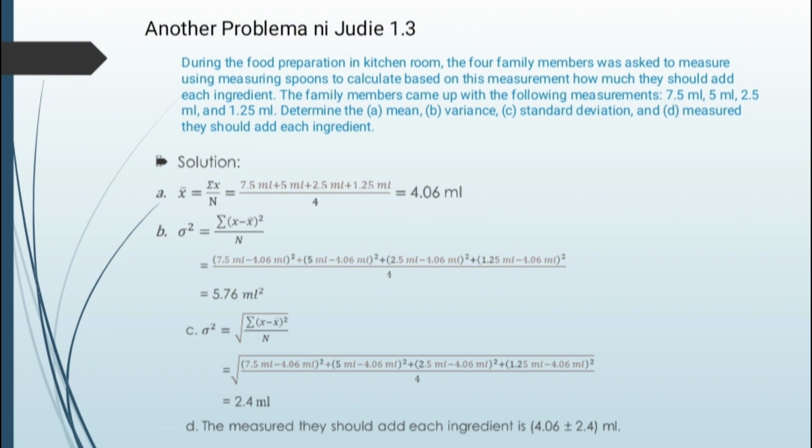So the answer for letter D that stands for the measured they should add each ingredient is 4.06 positive or negative 2.4 ml.